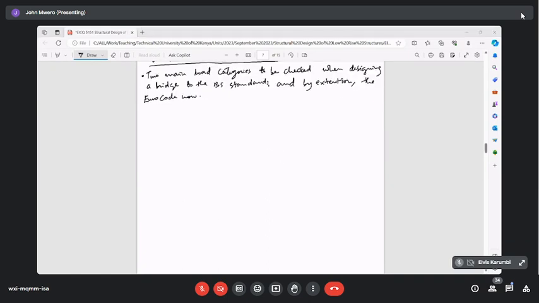These are HA loading. I'll explain what each of these are. And HB loading. The Eurocode might call them a bit different, but the principle is basically the same.